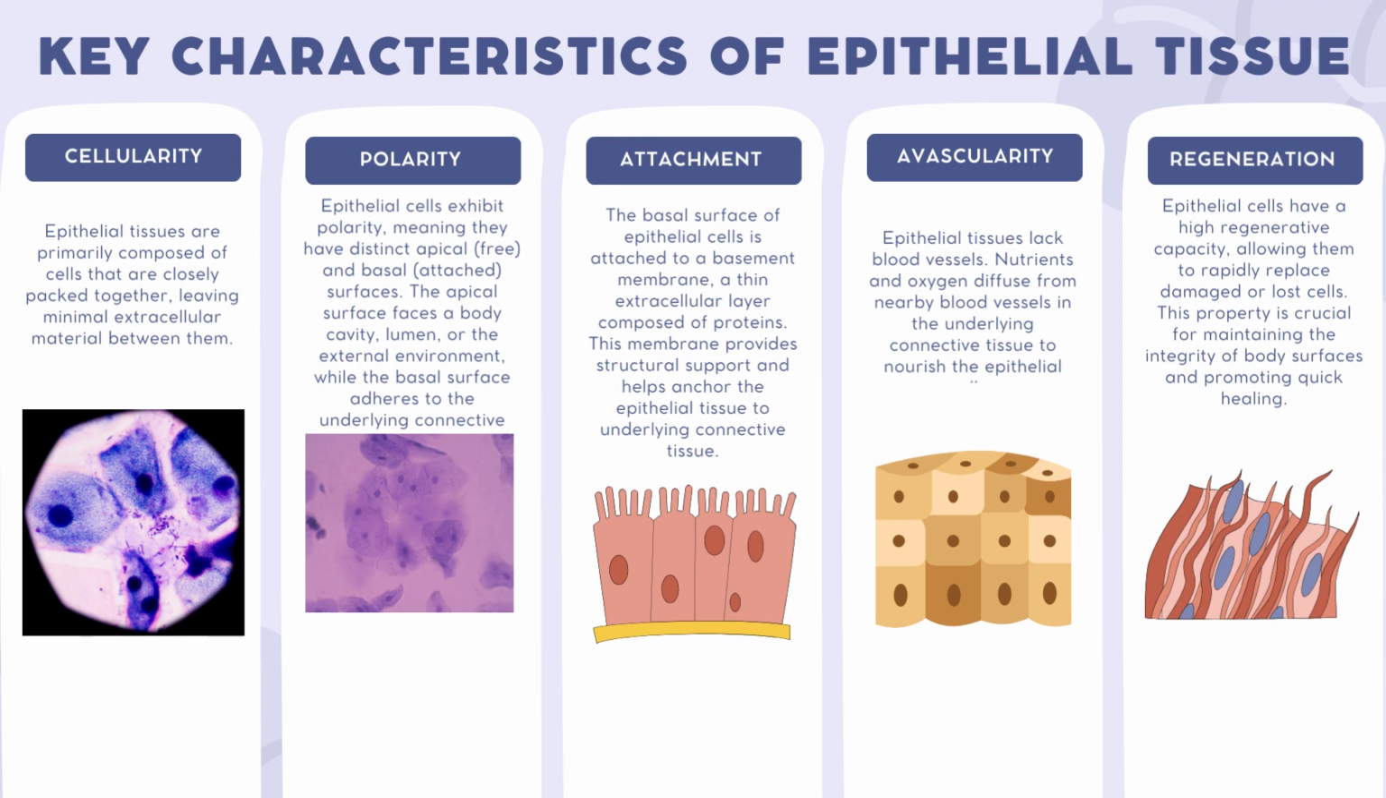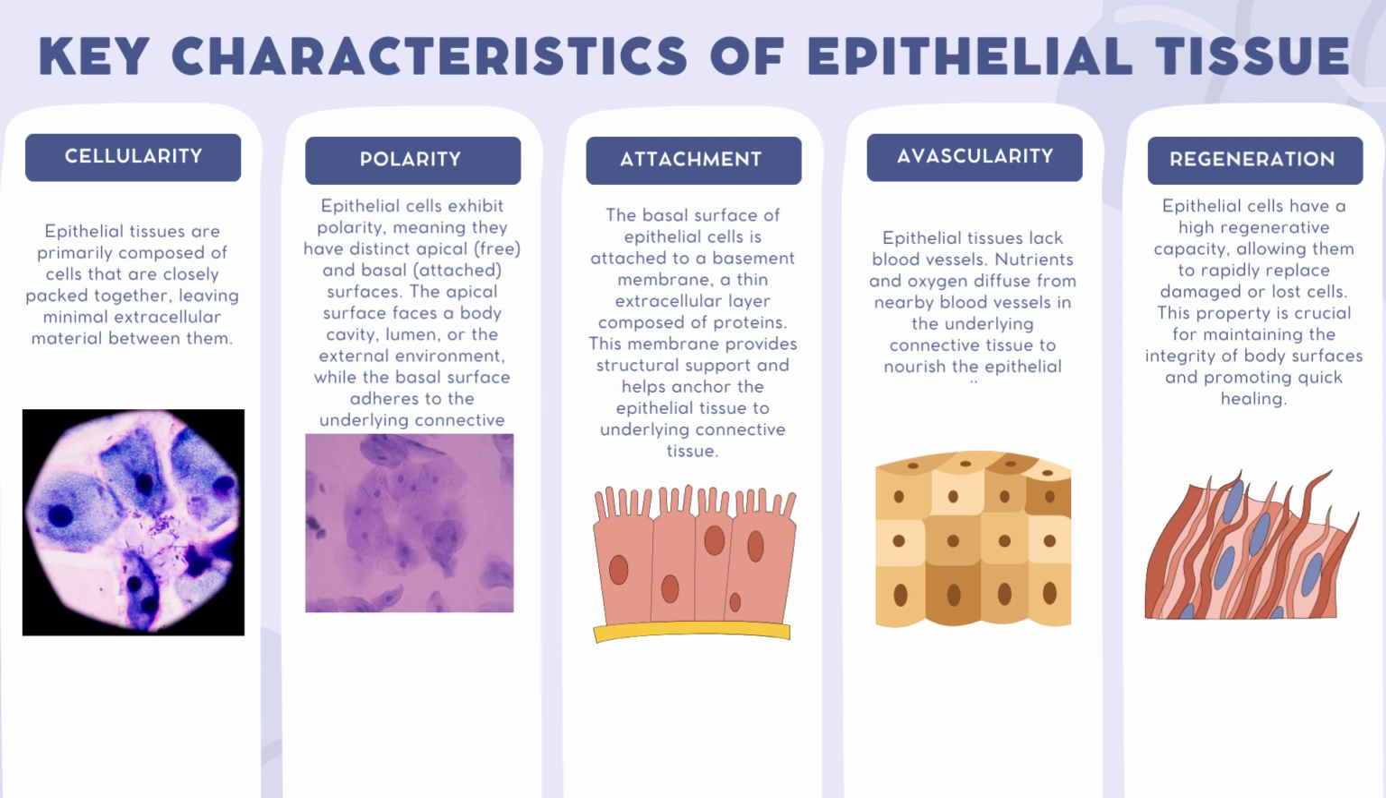Next one is avascularity. Epithelial tissues lack blood vessels. Nutrients and oxygen diffuse from nearby blood vessels in the underlying connective tissue to nourish the epithelial cells. So they do not carry blood vessels.